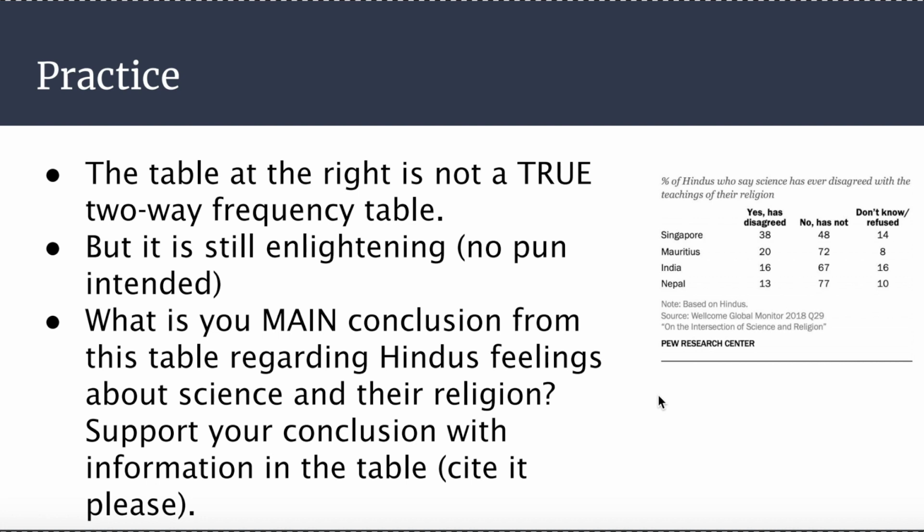I want you to look at that data and digest it for a little bit. Really look at the numbers. What would you say is the main conclusion that you would gather from this table regarding Hindus' feelings about science and their religion? Then I want you to support your conclusion with information in the table. I actually want you to cite a number or two or more in making your conclusion about what your main takeaway is about Hindus' feelings regarding science and their religion. You can only make one conclusion here. Imagine you're the researcher, making one conclusion. Go ahead and answer the question that pops up.